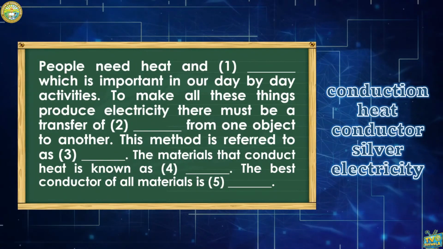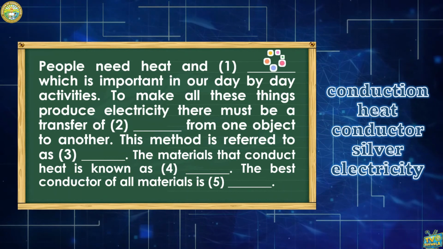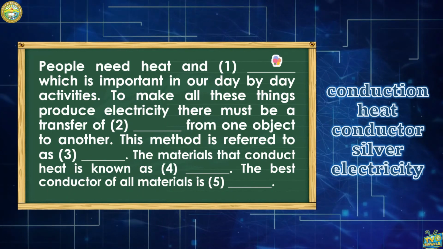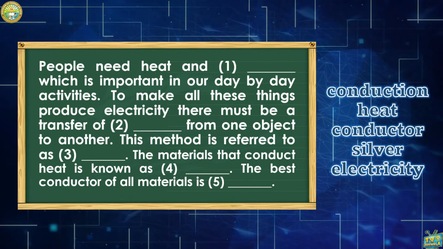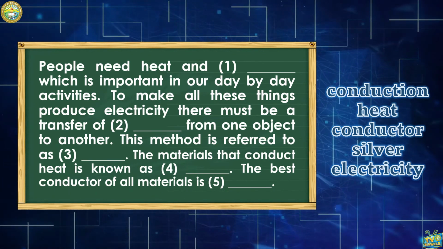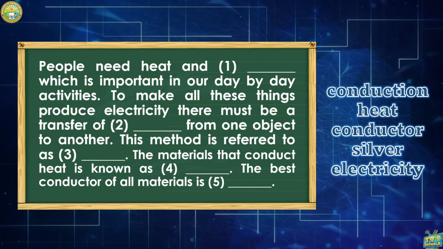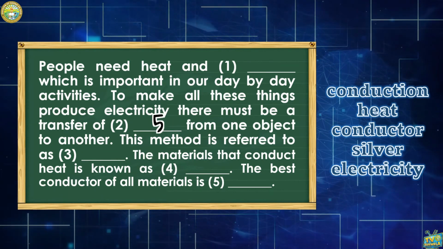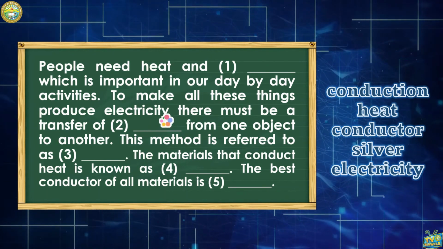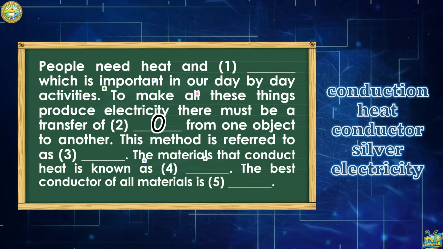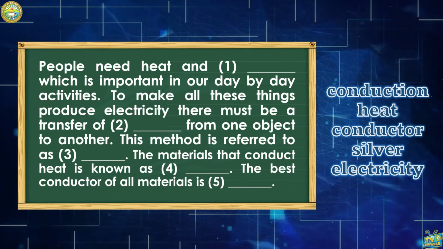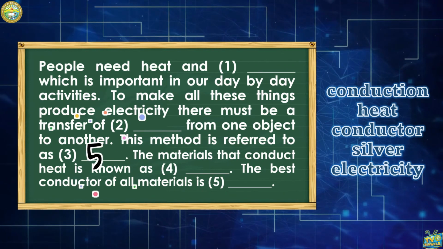People need heat and electricity, which is important in our day-to-day activities. To make all things produce electricity, there must be a transfer of heat from one object to another. This method is referred to as conduction.